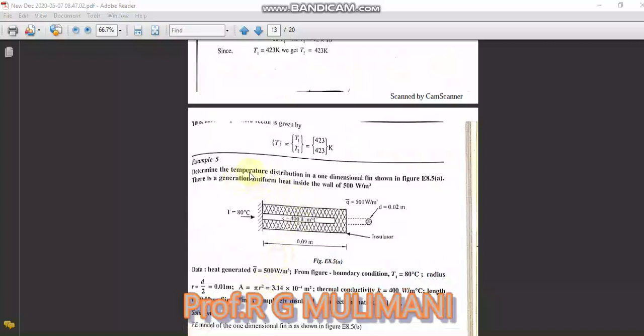Here also you need to find the temperature distribution, meaning the nodal temperatures T1 and T2. T1 is a known value, so you need to find T2 in this problem. So what is the source of heat generation here? It is heat generation of 500 watt per meter cube. Again it is the same problem, but this time it is a hollow section, so you have to find the area by pi by 4 into outside diameter square minus internal diameter square.